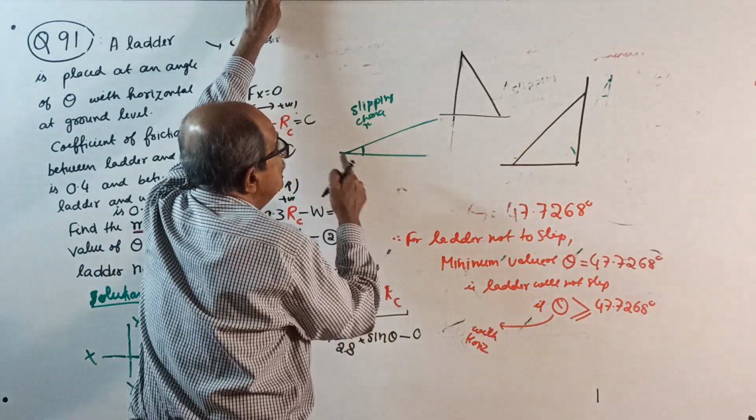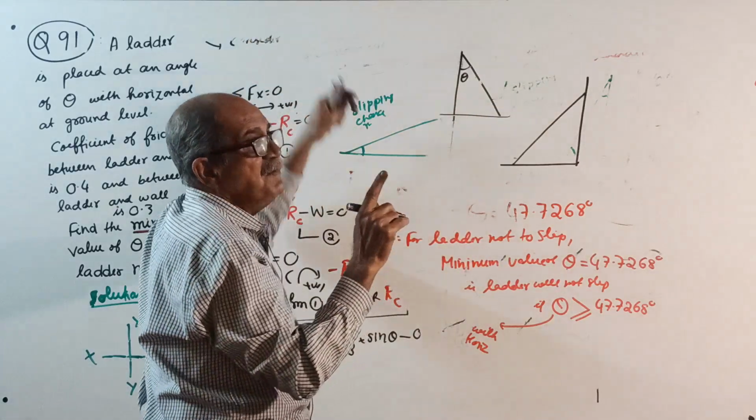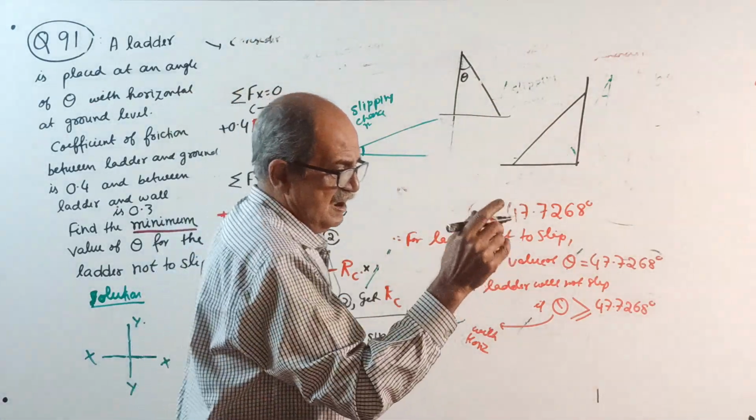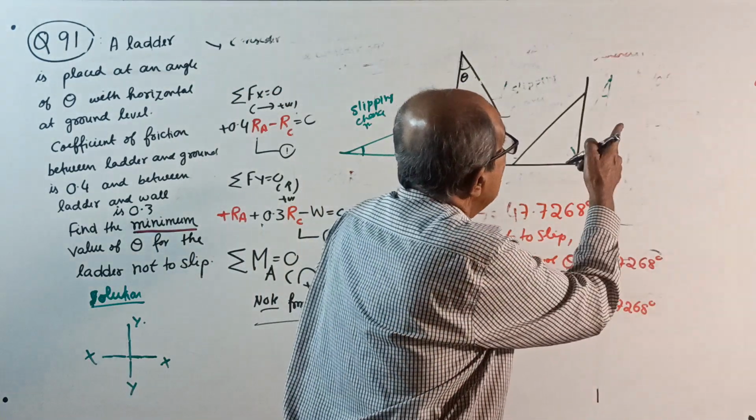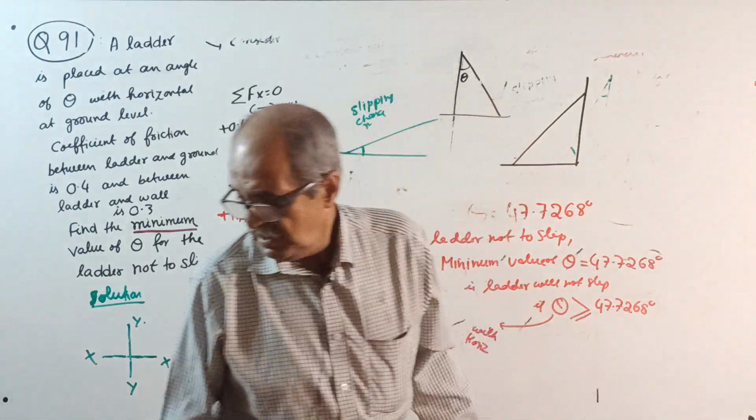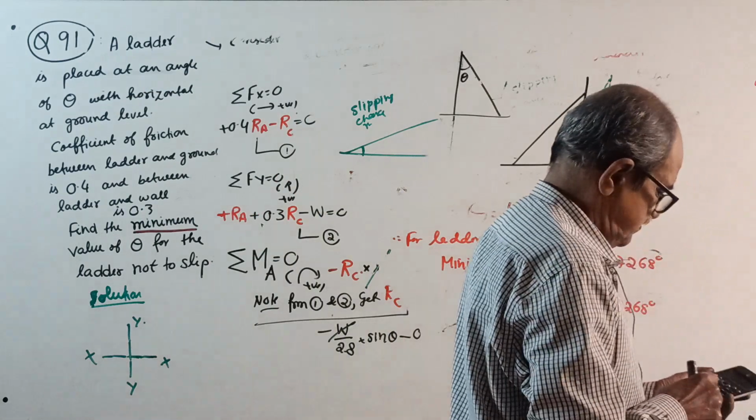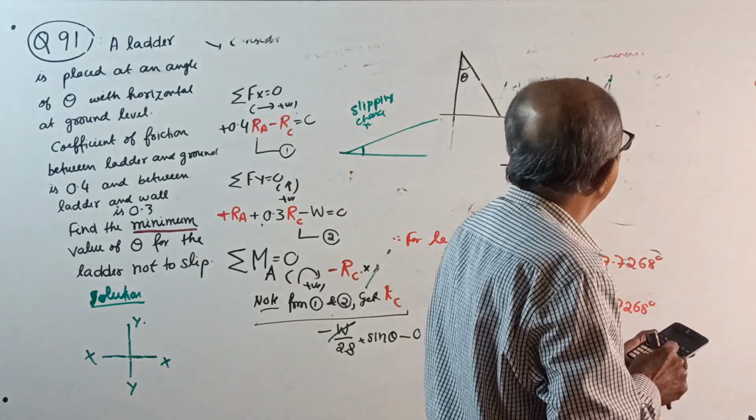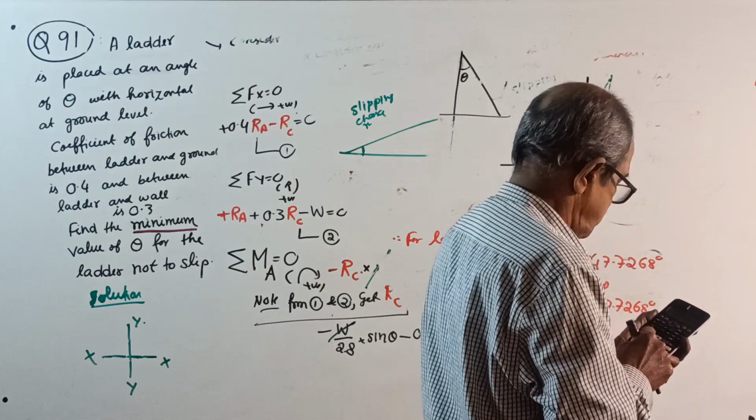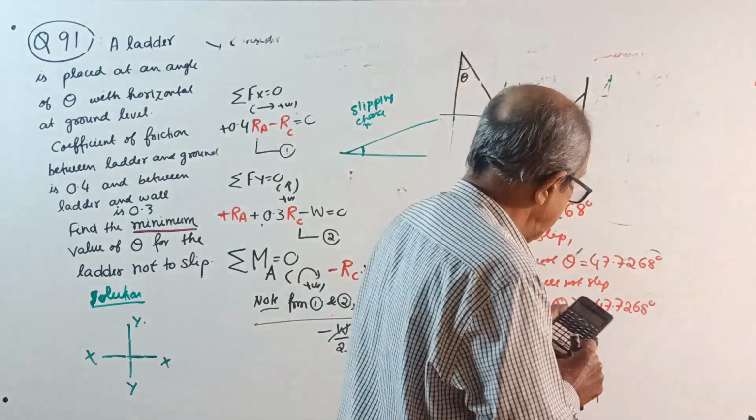Instead of angle with horizontal, I'll ask for angle with vertical. Therefore, now only commitment. See, I will tell you now. The answer we got was 47.7268 degrees. So your answer has to come 90 minus 47.7268. I am giving the same question, no change of data.